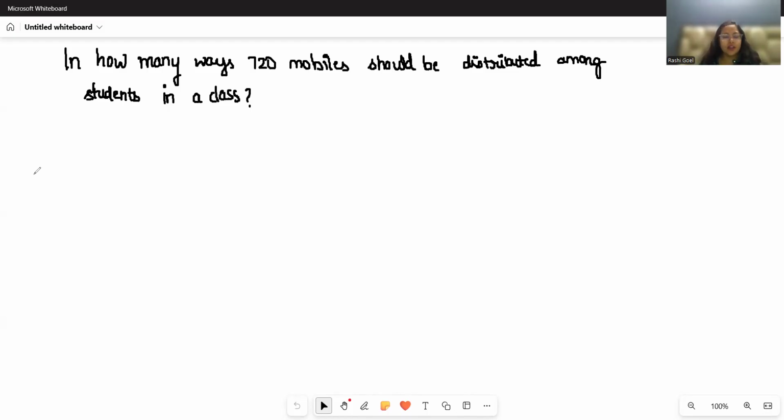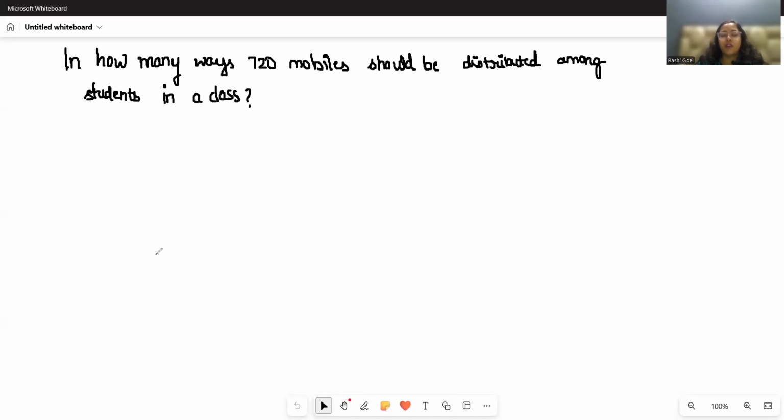So let's decode it. The question means the mobiles are distributed equally. That means each student gets the same number of mobiles. So the number of students can vary, can change. So the question becomes, actually, in how many ways can 720 be divided equally?